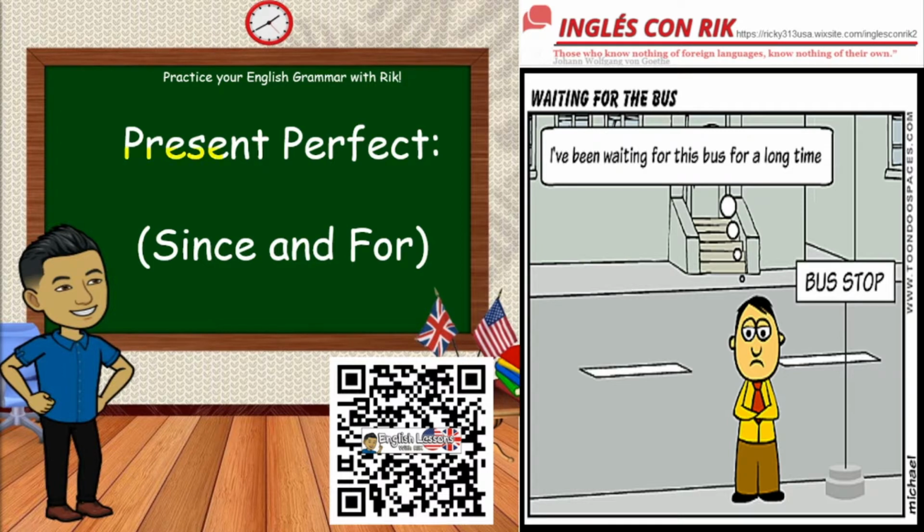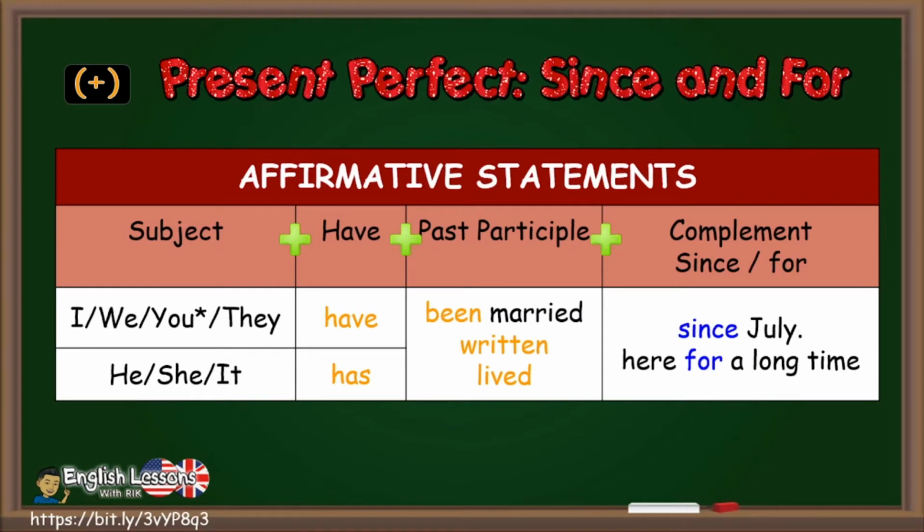Now we are going to talk about the present perfect with since and for. Look at the picture. The man says, I've been waiting for this bus for a long time. Here we are connecting the past to the present using for to show how long the present condition has lasted. So let's start with forms. Then we are going to continue with the explanations.